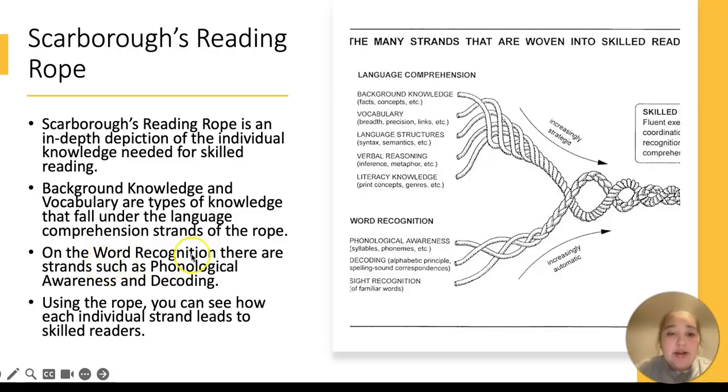Then, on the word recognition, which is this top part, there are strands such as phonological awareness and decoding. And as you can see, for the phonological, there's syllables and stuff. Decoding is about alphabetic principles, spelling, and sound correspondences. Now, using the rope, you can see how each individual strand leads to skilled readers. Once these strands are met, they will intertwine, building those skills.